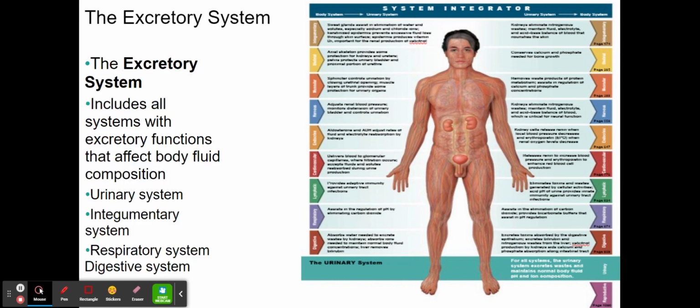The urinary system excretes waste produced by other body systems, but it's not the only organ system involved in excretion. Indeed, the urinary, integumentary, respiratory, and digestive systems are together regarded as the anatomically diverse excretory system, whose components perform all the excretory functions that affect the composition of body fluids.